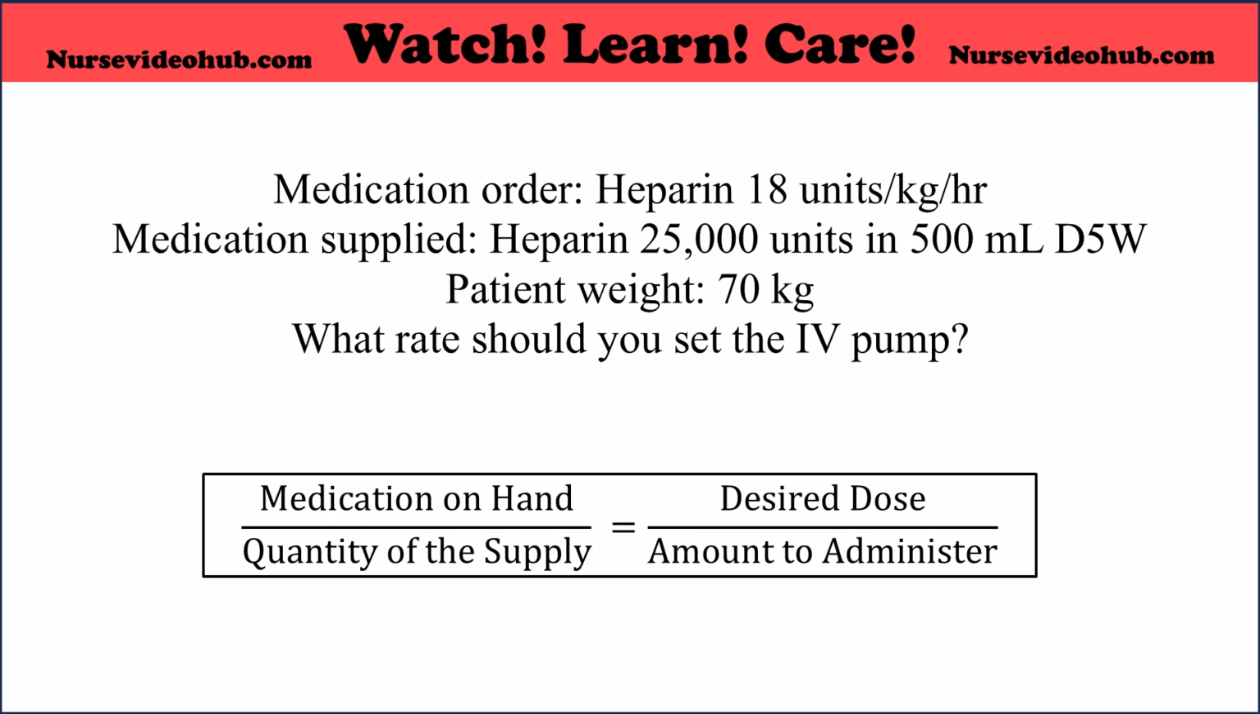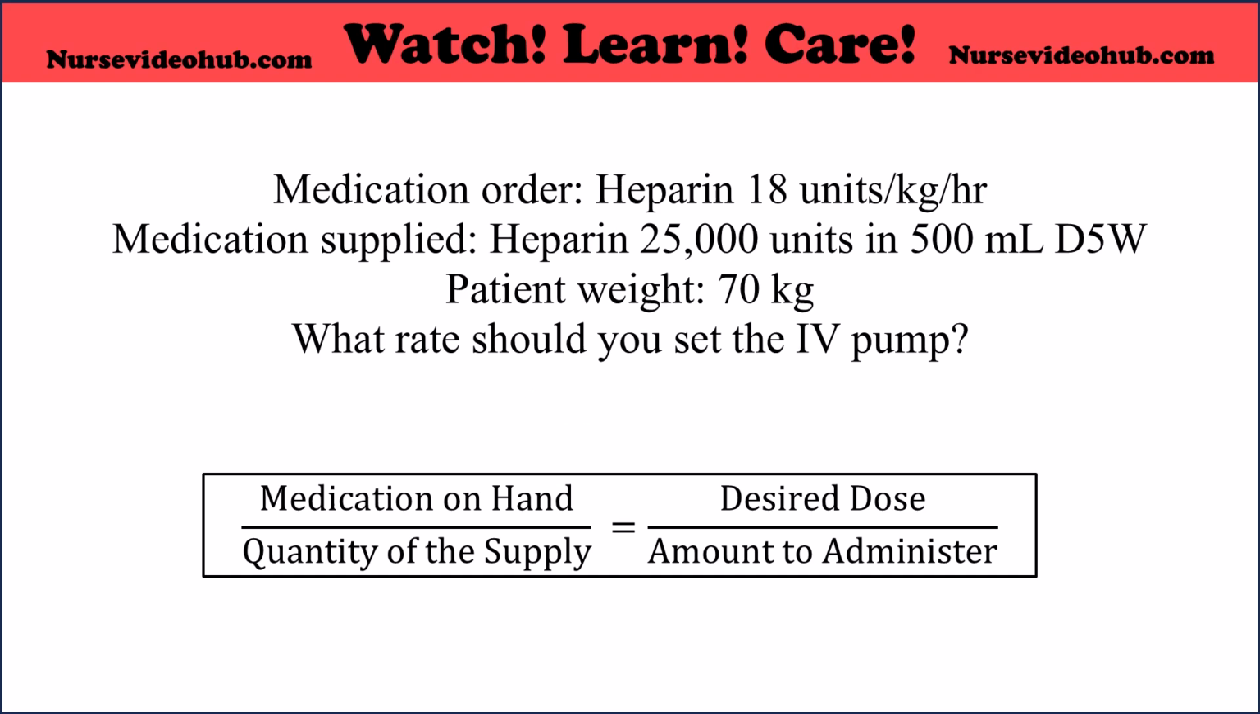Let's move on to the second problem, a weight-based heparin drip. The amount of medication in the drip is based on the patient's weight, and you need to calculate the rate to set the IV pump. Remember, the IV pump is always programmed in milliliters per hour.